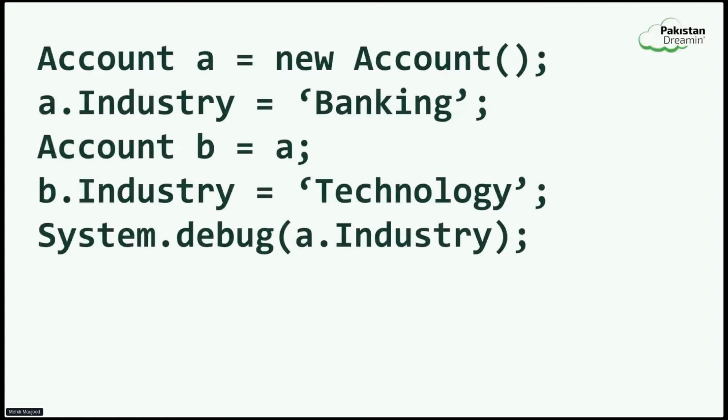If any of you have an answer, feel free to drop it in chat, but I'll tell you the key here is in understanding that statement number 3, account B equal to A. The answer is that A.industry is going to show up as technology. If I ran this code system.debug, it would print out technology. And that's because these kind of variables, objects, are copied by reference. If you don't understand that fundamental, you won't be able to understand this code.